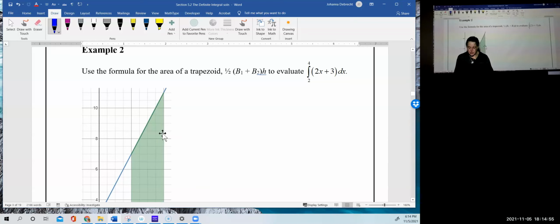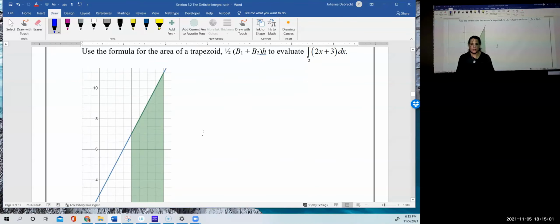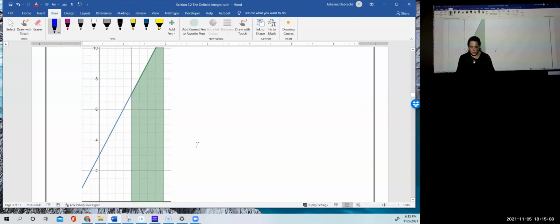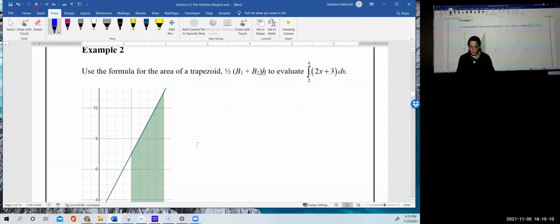Well, when you look at the picture, you can see that the function right here, 2x plus 3, is graphed on top. And the region between 2 and 4 has been shaded green in the picture. So what we're talking about with the definite integral is the area of that region. So how can we use the trapezoid formula to find it?